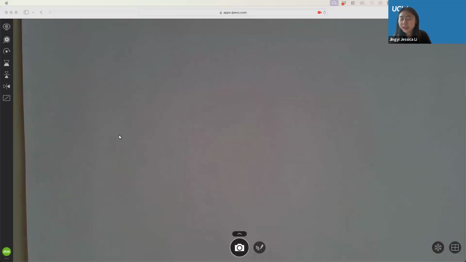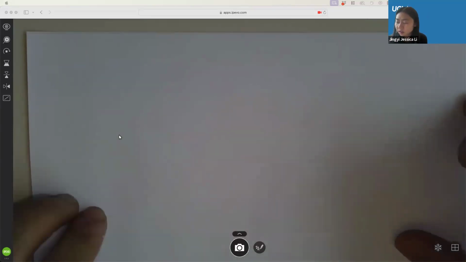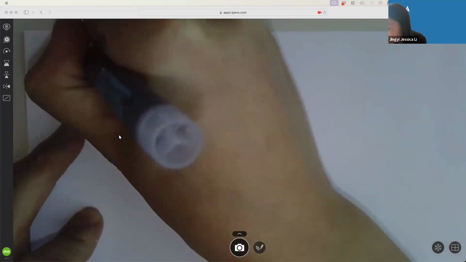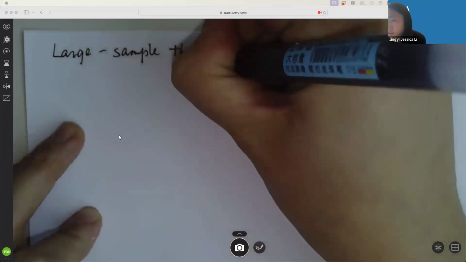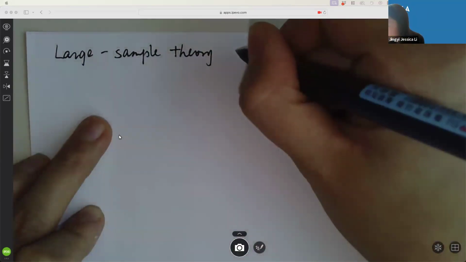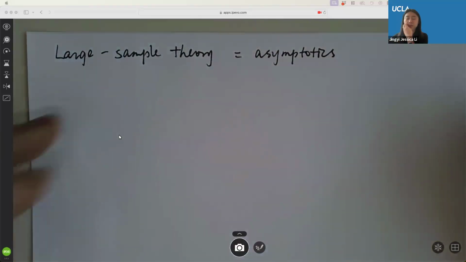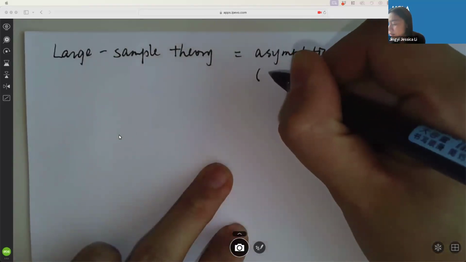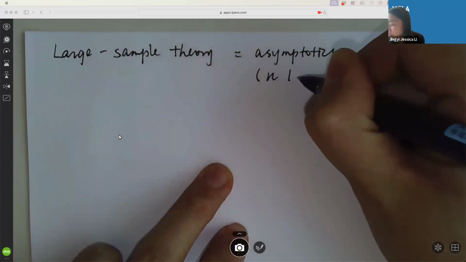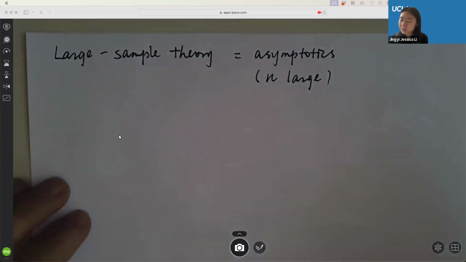All right. So we have done 2 lectures, and I just want to briefly recap what we have covered. Essentially, this course is called Large Sample Theory. And in many contexts, you will see people just refer to this as asymptotics. We have been using this word again and again. What it essentially means is that we are studying the behavior of statistics when n, the sample size, is large. That's it.